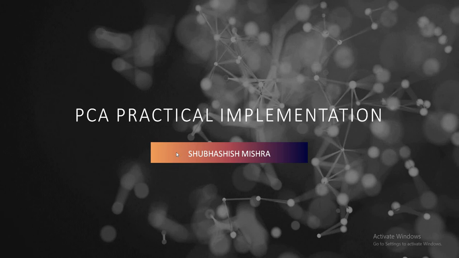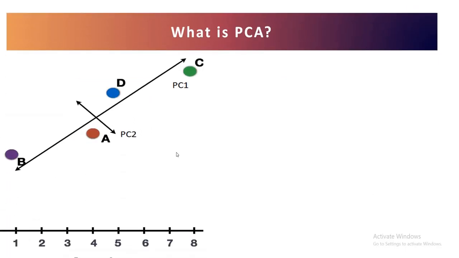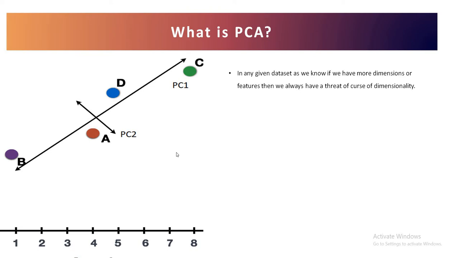Alright, so the first thing we need to know before implementing it practically is, what exactly is principal component analysis? In any given data set, if we have more dimensions or features, then we always have the threat of the curse of dimensionality, because as we have more features, there will be a higher chance the model will not be able to learn properly.